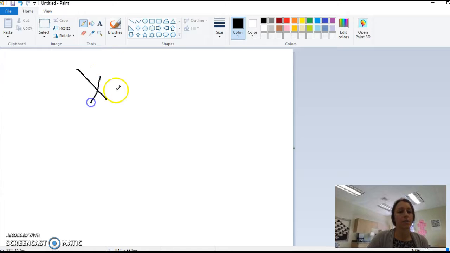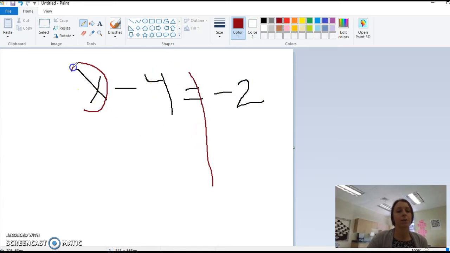This one's tough. x minus 4 equals negative 2. Don't forget, you guys can use your calculators. Here's my x. What do I need to get rid of? I need to get rid of minus 4. Opposite of minus is plus 4.